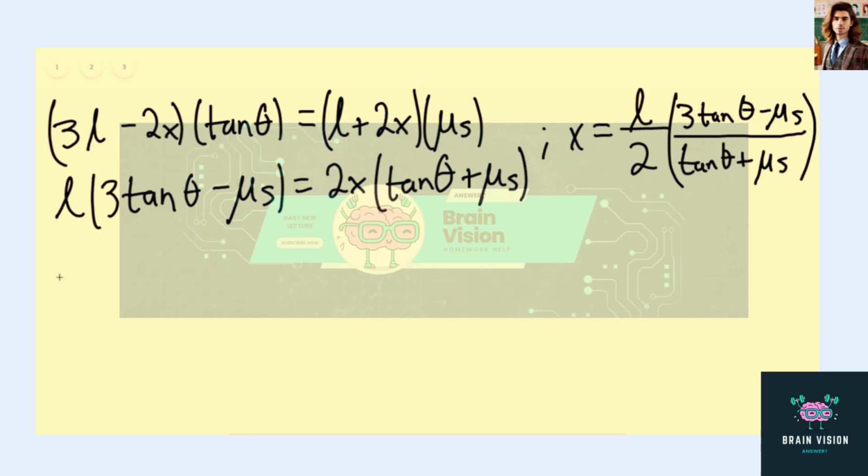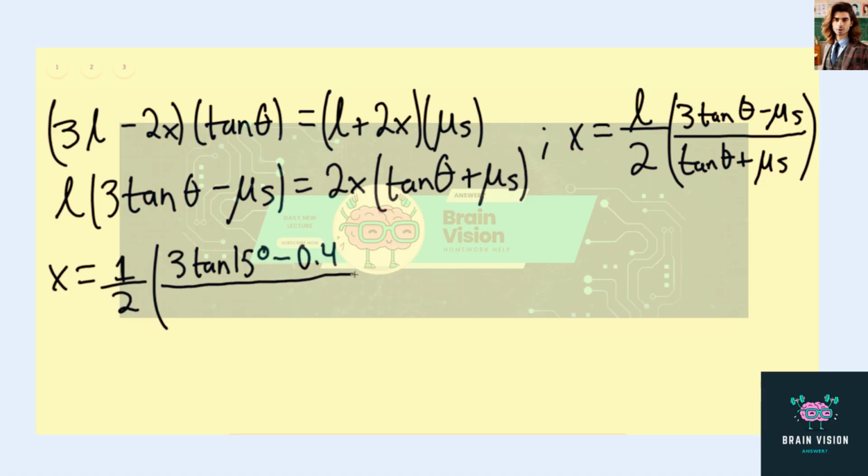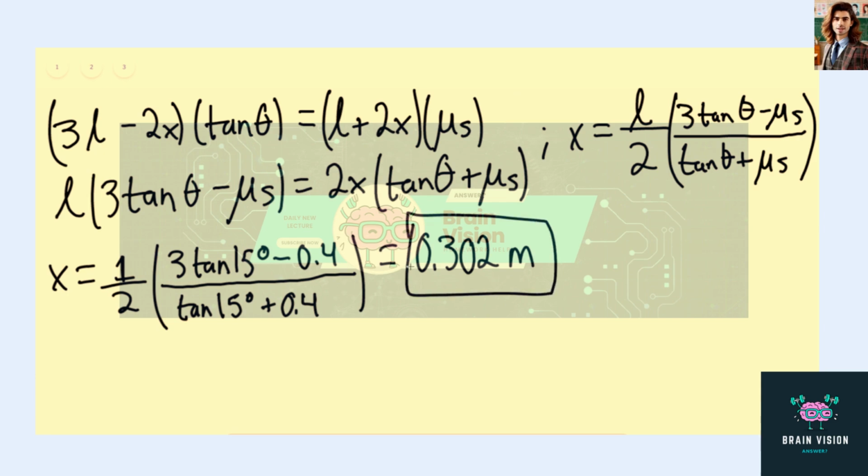And at this point, we can solve. So x is going to equal 1 over 2 times 3 tangent of 15 degrees minus 0.4, and then this would be divided by tangent of 15 degrees plus 0.4. And we find that x is going to be equal to 0.302 meters. So this would be your final answer for part B.